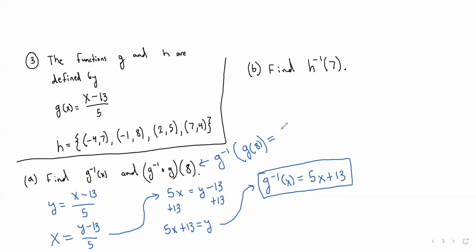So g inverse of g of 8 becomes g inverse of g of 8, and inside this I'm going to replace the x with an 8. So we have 8 minus 13 over 5, and so we get g inverse of (8 minus 13) over 5. So 8 minus 13 is negative 5, so we have minus 5 over 5, which is minus 1. So we really have g inverse of minus 1. Now, if you replace x with minus 1 in this equation for g inverse, you get minus 5 plus 13, and minus 5 plus 13 is 8.